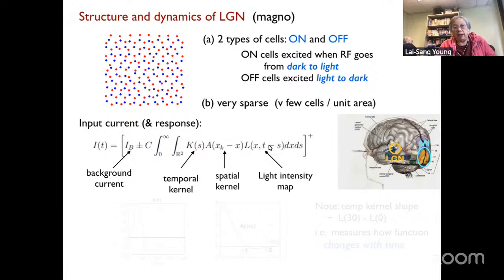And you convolve that with a temporal kernel and with a spatial kernel. And then, well, a little bit more than that, there's some background stuff going on, and you have to take the positive part and so on. But basically, it's light intensity convolved with spatial, convolved with temporal, and that's what the input to LGN does.